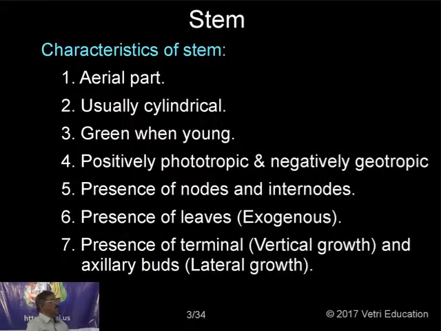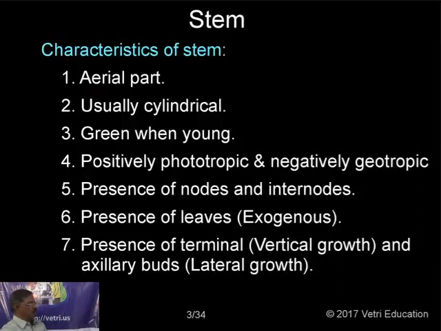Next let us see the characteristics of the stem. As I told you already, the stem is aerial. It is found above the soil, above the ground, above the land. Generally cylindrical. It is green in color when young. When it becomes old, you will get the brown color. It is positively phototropic, in other words, negatively geotropic. Presence of nodes and internodes, and the presence of leaves.